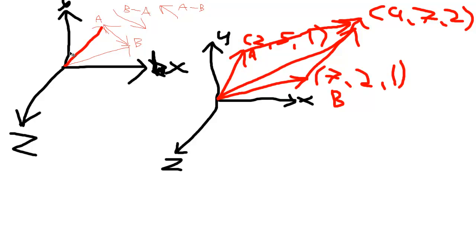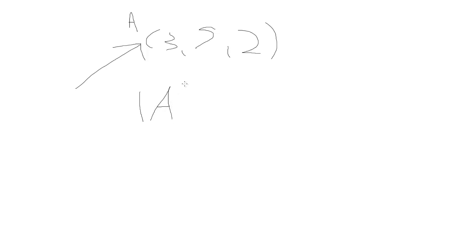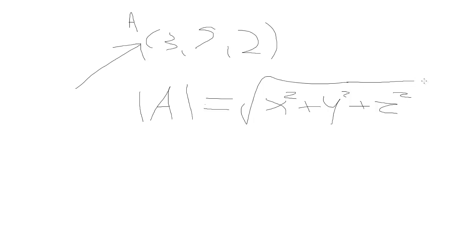I'm going to start a new page and talk to you about unit vectors and the distance, length, or magnitude of a vector. So if I have a vector A of 3, 5, 2, then its magnitude or length, denoted by 2 bars in total, is going to equal the square root of x squared plus y squared plus z squared, or the Pythagorean theorem.